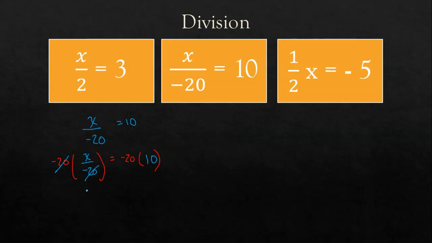So these go away, which is why I did it. And I made sure that I used that negative, right? Because if I don't use that negative, then I risk being left with that negative with that x, and I really don't want that. So I'm going to just go ahead and do it all at once. So negative 20 times 10 gives me negative 200, and I'm done.